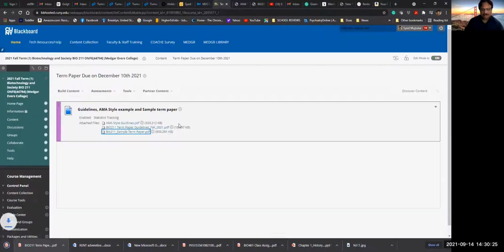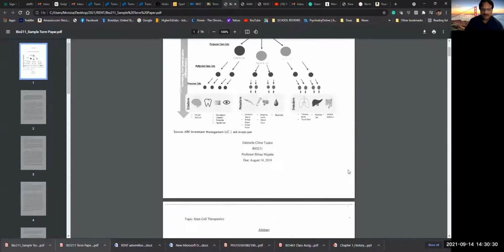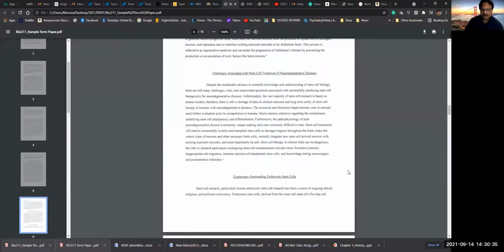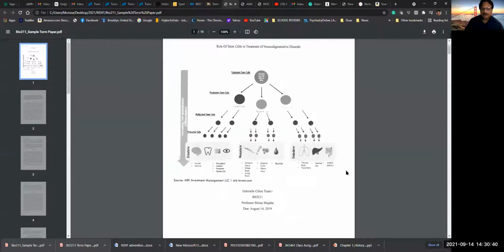Now, the third important thing is that I want to show you a sample term paper. A sample term paper will give you an idea of how to structure your term paper. Now, this term paper is from a few years back. This is from summer, so there may not be 8 pages. In summer, I give 5 pages or 4 pages because of time. You can see this term paper is on stem cells, I believe.